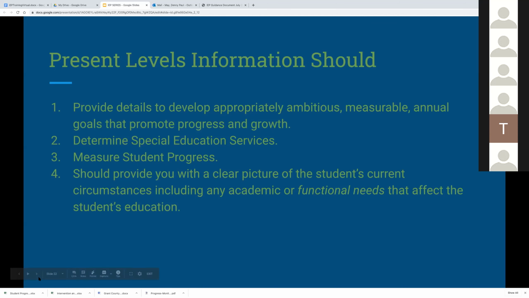So present level information should provide enough detail to be able to write an appropriate, ambitious, measurable annual goal that promotes progress and growth, determine what special education services are needed, measure student progress, and they should provide you with a clear picture of the student's current circumstances, including any academic or functional needs that affect the student.